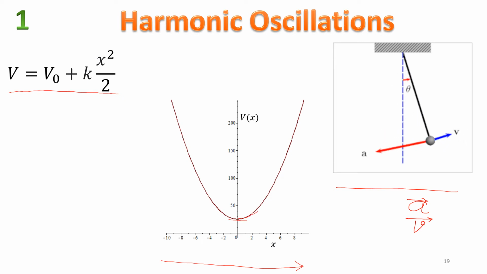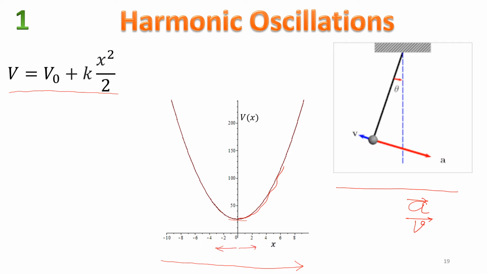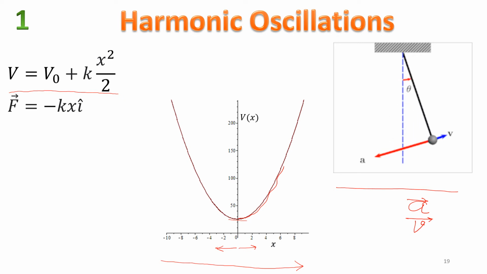a parabola. This parabola is opening upward on either side, when the position is going on the right hand side from the mean position and the left hand side from the mean position. The force involved here is the one which is causing harmonic oscillations, and this is represented by minus kx i cap. The minus indicates that the force is directed always towards the mean position, and this force is directly proportional to the position.